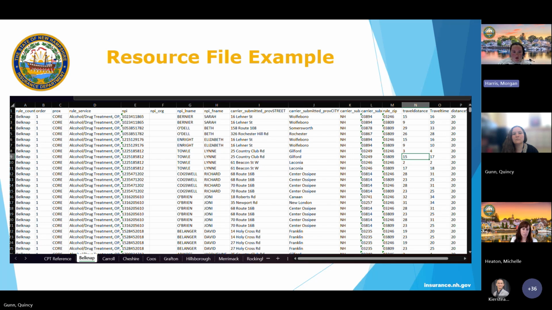So let's say, for example, you had a deficiency come back with an alcohol drug treatment outpatient service in Belknap County here, and maybe you don't have Sarah Bernier on your network. This would be a good place for you to start and go through and see who might be billing that you don't either have in your network yet, or maybe it wasn't on your provider list, stuff like that. You can see in column L the zip code of the provider. Column M is the reference zip code, so you can see the time and distance traveled there as well, and see that these people would all meet the time and distance standard for each of the services that they are listed under. Next slide, please, Quincy.